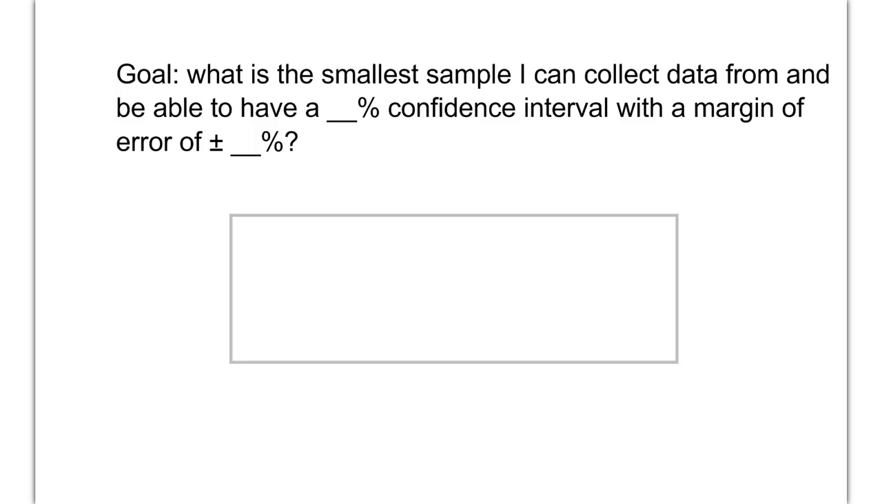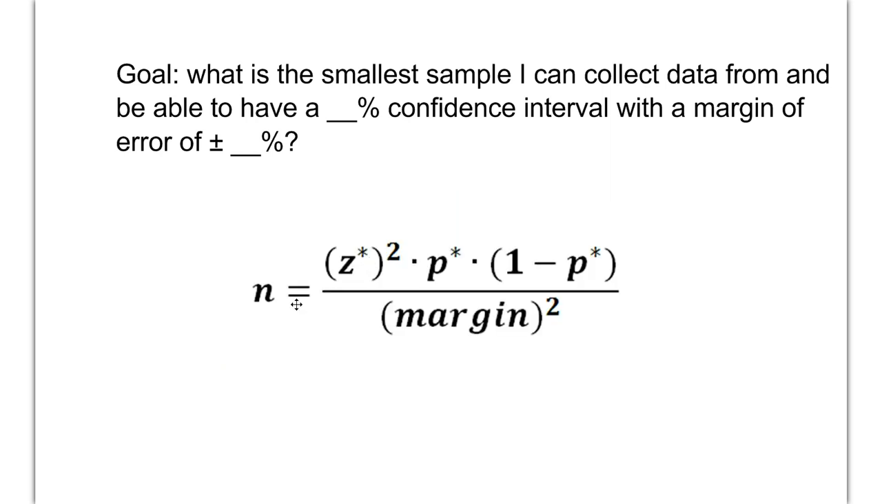Your goal is to find the smallest sample that you can collect data from to have some percent confidence interval with a margin of error of plus or minus some percent. And in order to do that, you use this big ugly formula. We're going to talk through each part of it step by step, so it should make sense by the time we get through it.